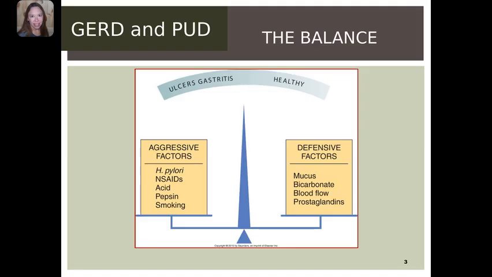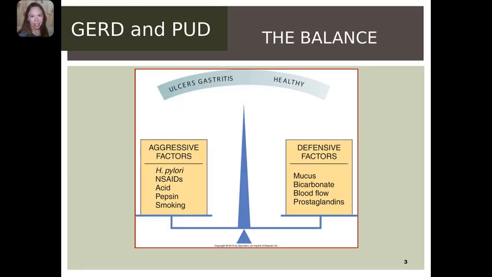Another aggressive factor is going to be gastric acid. This can cause ulcers by directly injuring the cells of the GI mucosa and indirectly by activating pepsin. The increased acid alone does not increase ulcers, but it is definitely a factor in peptic ulcer disease. Pepsin is a proteolytic enzyme in gastric juice.